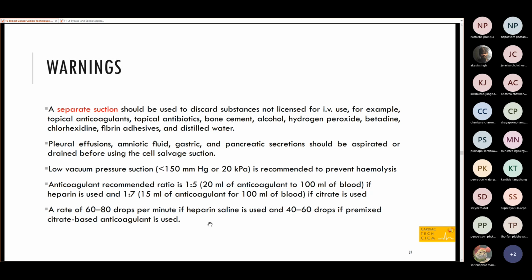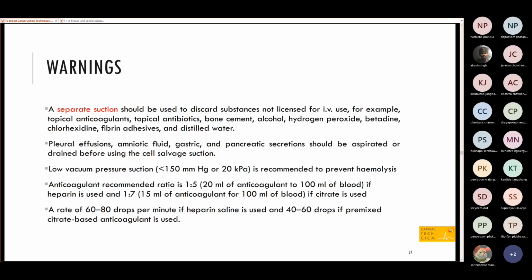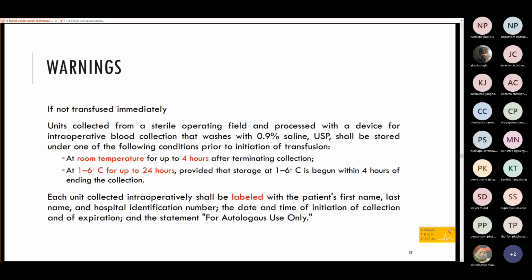This is a guideline to adjust the heparin drop. Okay, I would say you need to imagine a lot, but if you have a real setting, it's going to help you. I will try to contact the company to get a Cell Saver, but I can't guarantee that it will be available for us or not. All right. Here is the guideline for storage of the blood product after we use the Cell Saver. Okay.